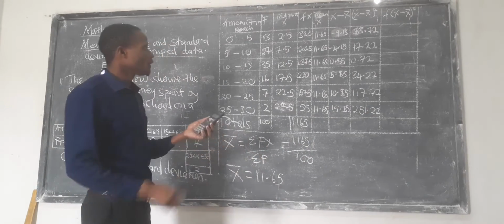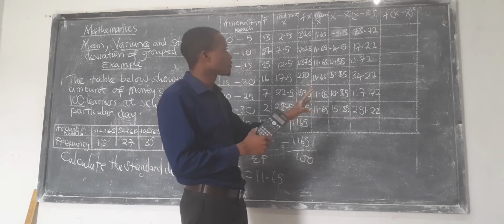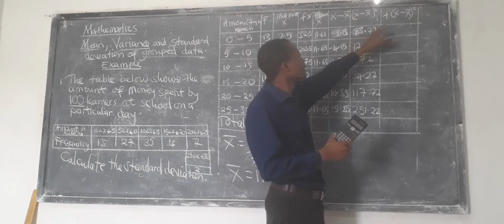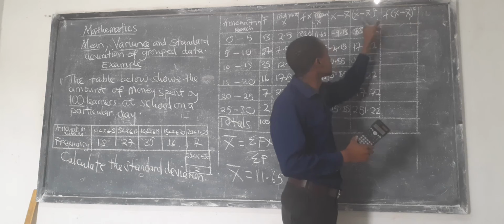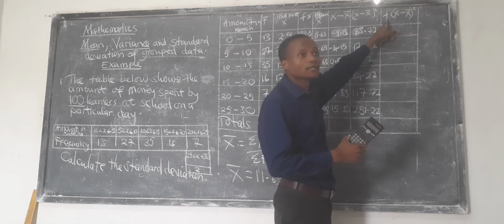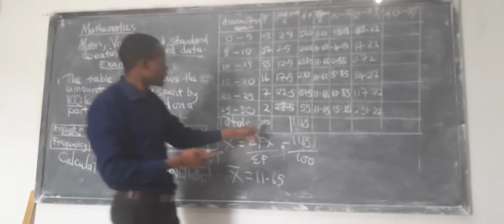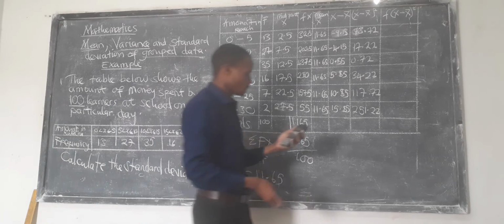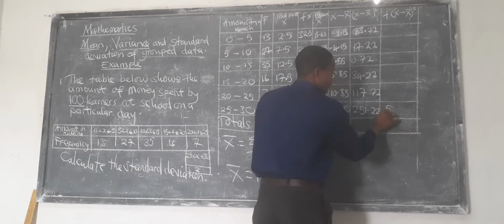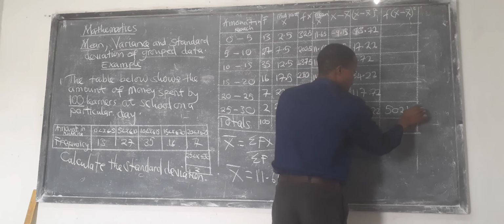Then, if you check again, the next column is explaining what you're supposed to do. The answer which you have found here times the frequency. This is x minus mean squared, but multiplied with the frequency, which is f. So start with the last one, times the frequency of the last one, which is 2. So times 2, giving us 502.45.